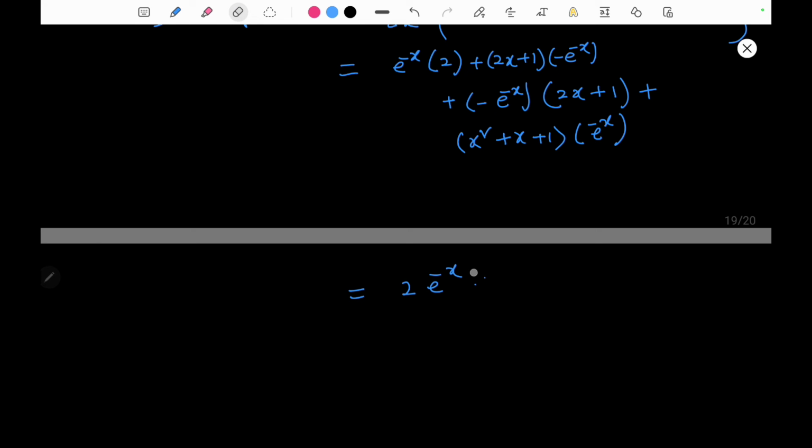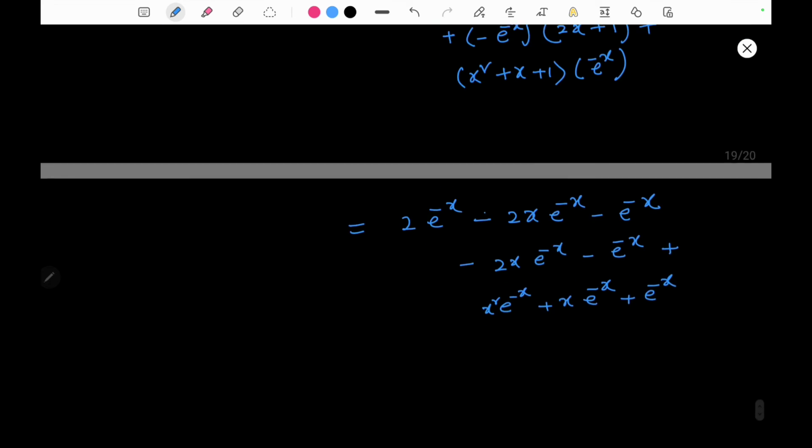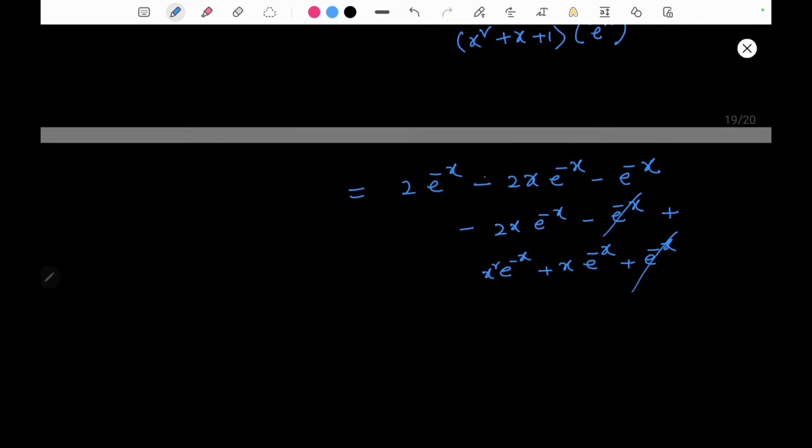Now again if we write here 2 e to the power minus 6, not plus, it will be minus 2x e to the power minus 6 minus e to the power minus 6 minus 2x e to the power minus 6 minus e to the power minus 6 plus e to the power minus x, here x square e to the power minus x plus x e to the power minus x plus e to the power minus x. So this we can cut, and here we can write e to the power minus x with these two.